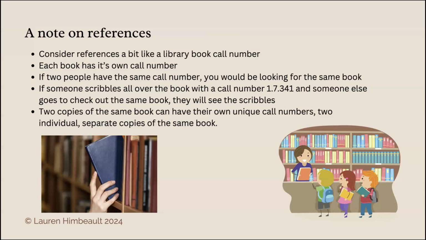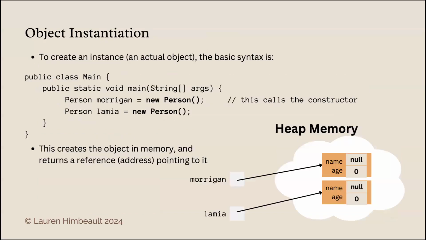Here, each book has its own unique call number, which would basically symbolize individual separate copies of the same book. So if I have a copy of Harry Potter and I scribble all over it, you can have your own copy that is not touched by my destruction of property, right? The copies are identical, but of course yours is untouched when I do horrible, unspeakable things to my copy of the book. Okay.